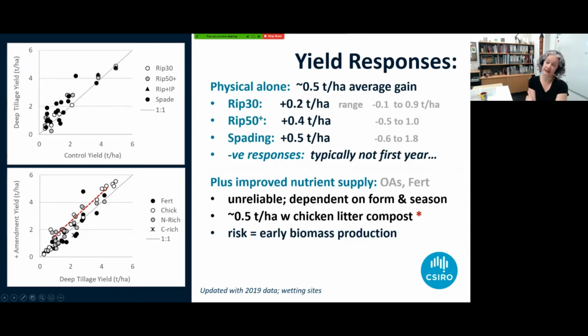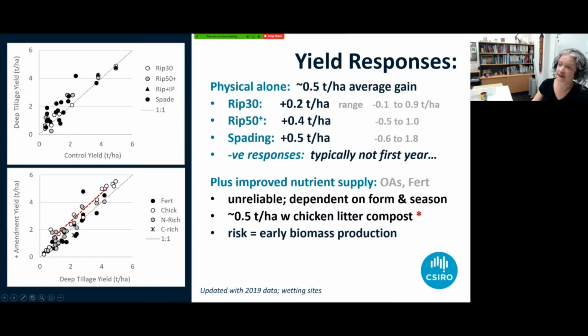So this is just a quick snapshot across a large number of our trials to demonstrate the type of yield responses that we are seeing. The top graph represents the control yield versus a deep tillage event, which includes a variety: ripping from 30 centimeters to beyond 50 centimeters, or ripping plus inclusion. I also have spaded treatments to 30 centimeters within this graph. But the main point is that anything above this 1-to-1 line is an increase in yield.